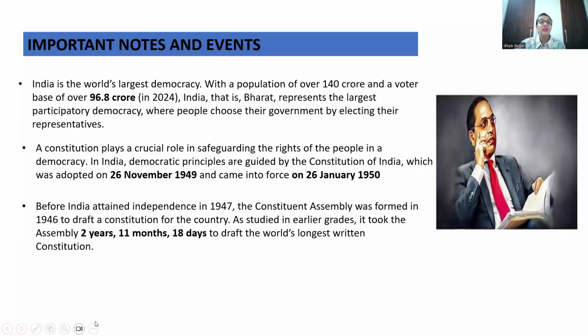Okay. Now students, see, in our new NCERT textbooks, we got some very important and interesting topics this year in the chapter on democracy. So let's start that. If I speak about India, our India is the world's largest democracy with a population of 140 crores. And students, if I speak about the 2024 elections, how many people voted?